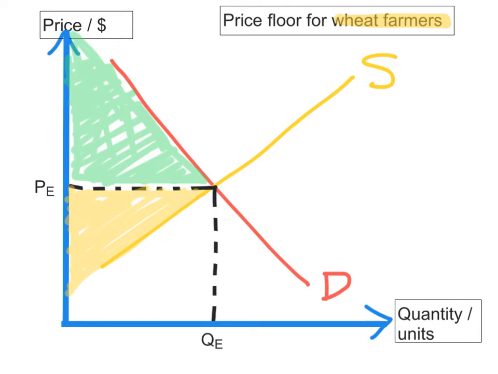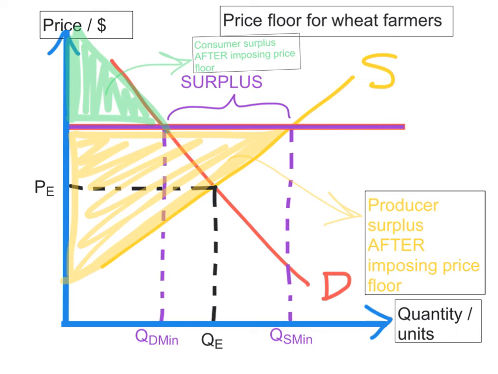Now let's see what happens when the price floor is introduced. So now the price floor has been introduced. It is this purple line here. As you can see, at this price floor, the quantity demanded will be that point on the demand curve here, so QD minimum with that minimum price. And the quantity supplied would be QS minimum, that point here. As you can see, quantity supplied exceeds quantity demanded, so we have a surplus, we have excess supply.